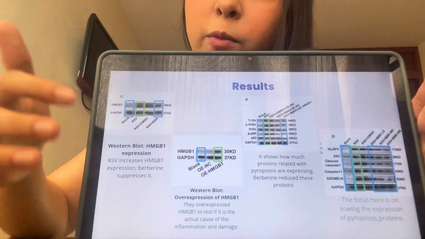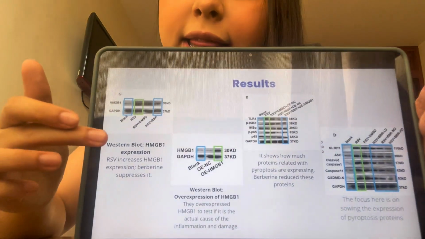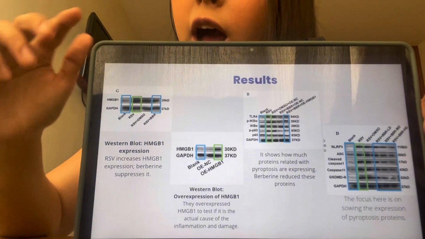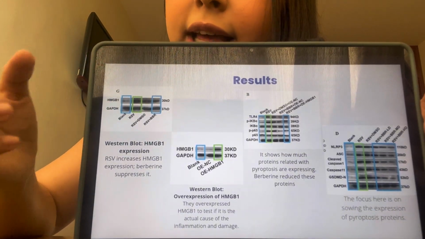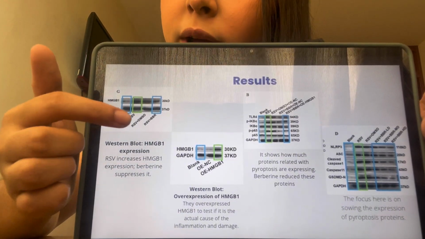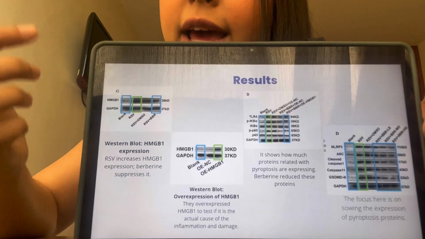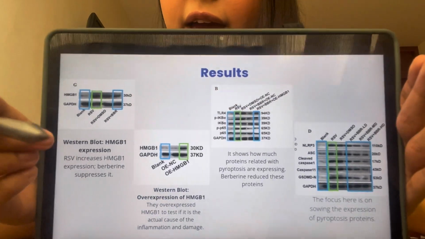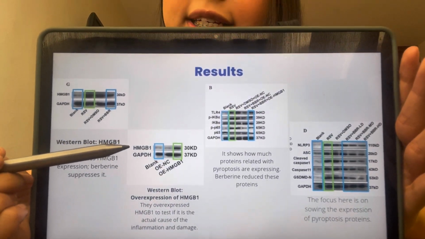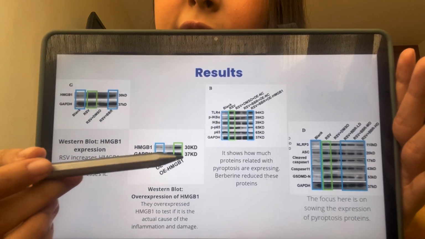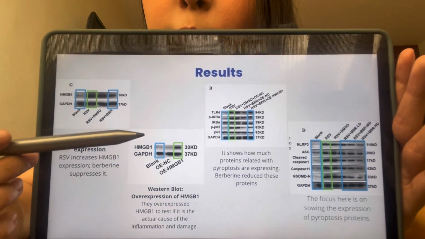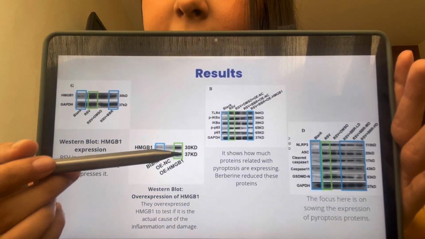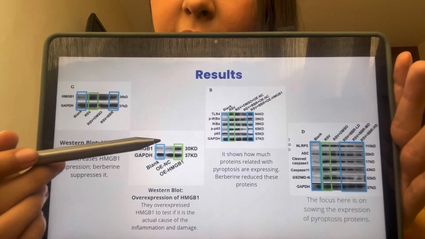In these results, in all of them, we have some Western blots. In this case, it will show the expression of the HMGB1, and this is just a control. So in the blank cells, as you can see, the HMGB1 is not expressed, but when they infect the cells with the RSV, it's going to start expressing. And here you can see when they use the berberine. Then we have here also the expression of the HMGB1, and they want to see if it was correctly overexpressed. So here in the blank cells, as you can see, the HMGB1 is not expressed, but when they overexpress it in the blank cell, it will express.